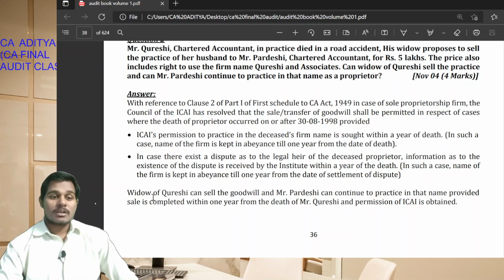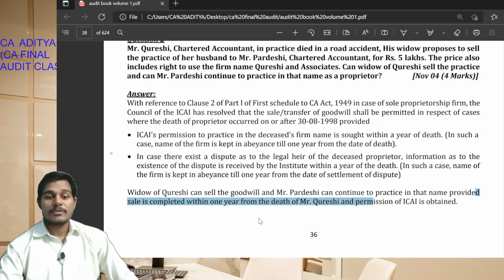See students, in the present case, the widow of Qureshi can sell the goodwill and Mr. Paradeshi can continue to practice in that name, provided it is completed within 1 year from the death of Mr. Qureshi and permission of ICA has been obtained. See students, permission shall be obtained within 1 year of death of Mr. Qureshi. Okay students.